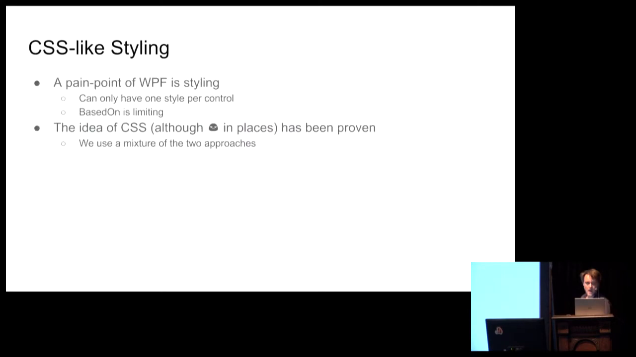just by putting a bang before the property path, which is a feature I personally miss when I go back to WPF. A pain point of the WPF and XAML family is styling, in that you can only have one style per control, except for using BasedOn, which is very limiting. It doesn't really work very well. And so we use a CSS-like system in Avalonia, which is similar to CSS, but also similar to WPF styling.